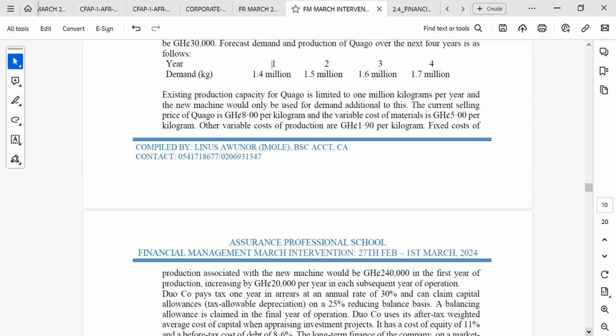But what we do in FM is that we exclude the depreciation, assuming we are paying tax on the depreciation. Then we calculate what we call a tax benefit on the depreciation. So what we do is that the first year, our fixed cost is what?